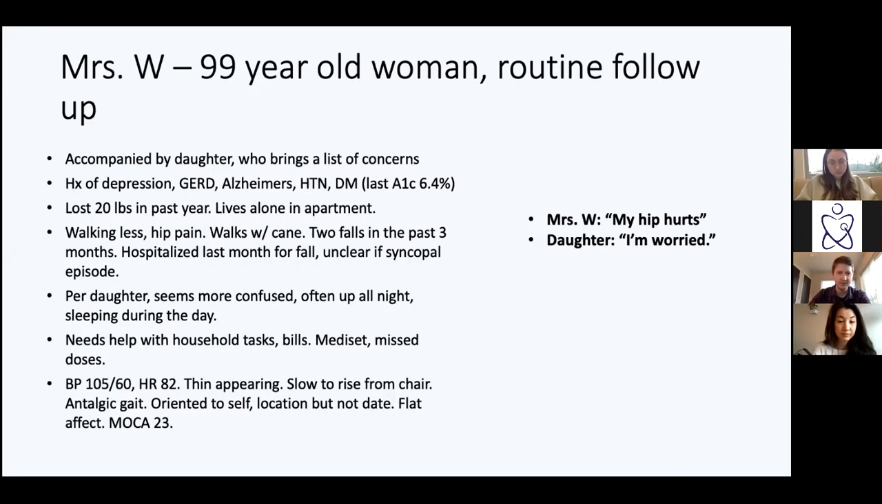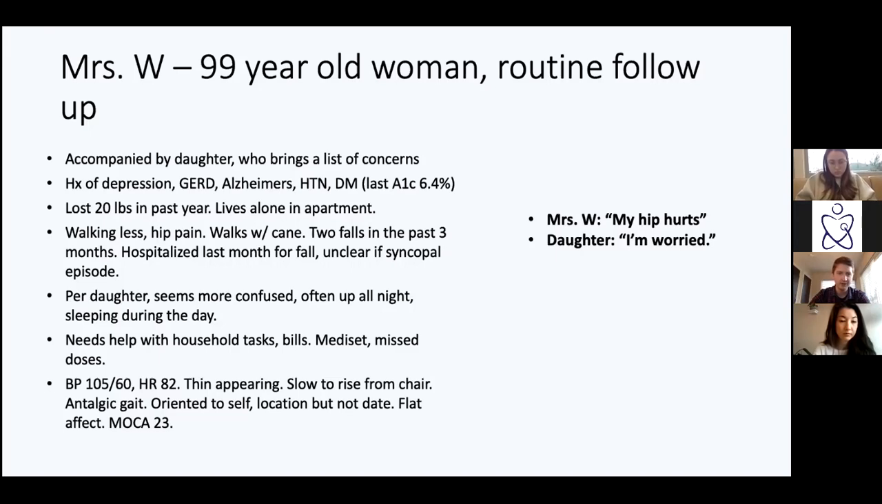Her daughter tells you that she's lost about 20 pounds in the past year. She's living alone in an apartment right now. Daughter does check in on her sometimes. She's walking a little bit less. She's complaining of some hip pain. She walks with a cane. She's had 2 falls in the past 3 months. Last month, she was actually hospitalized for a fall. It was unclear if she had a syncopal episode. Her workup was negative. She didn't sustain any fractures.